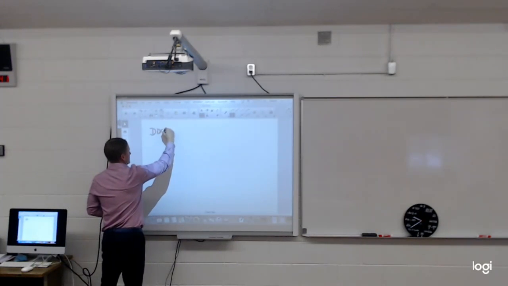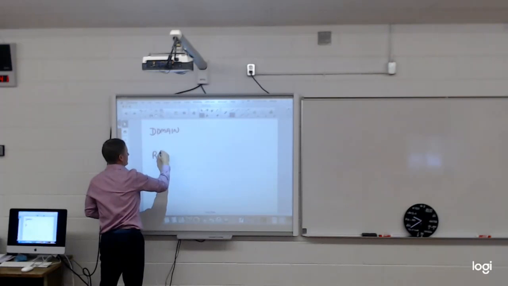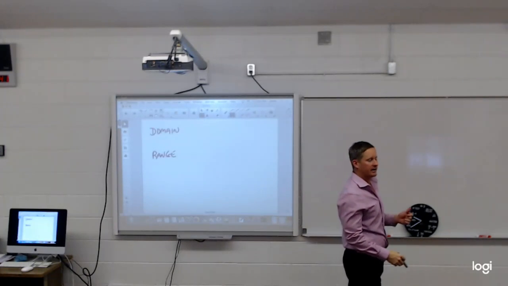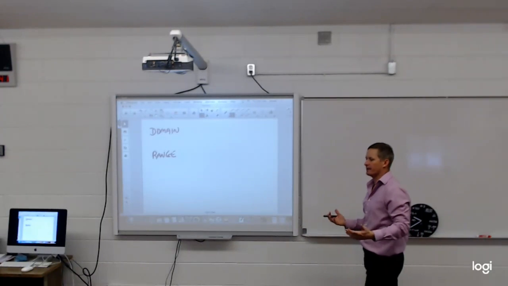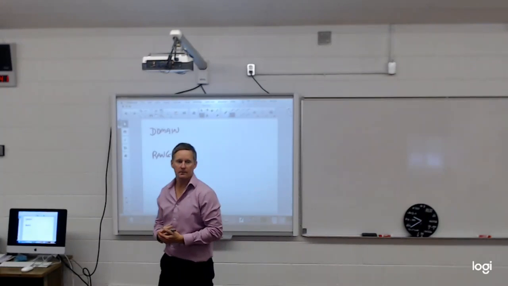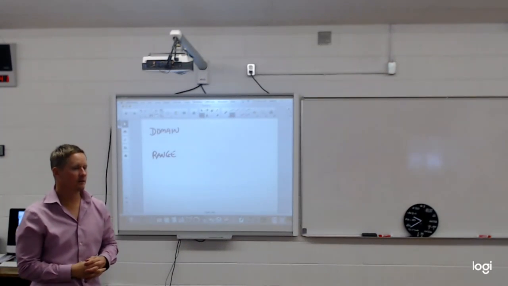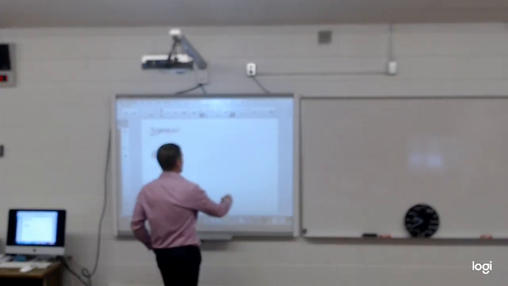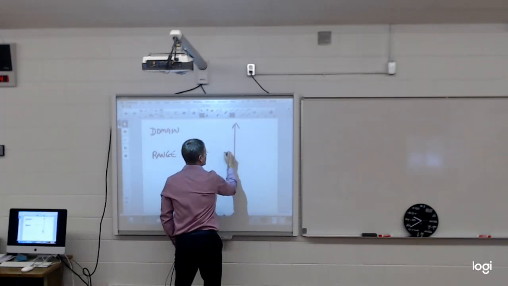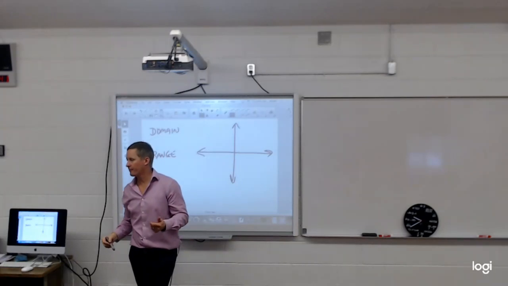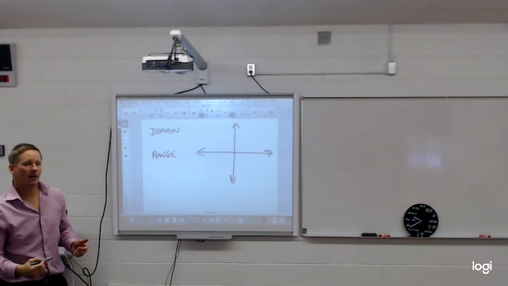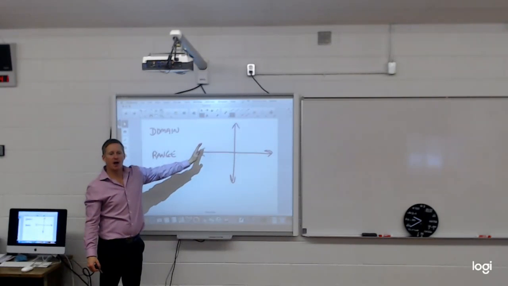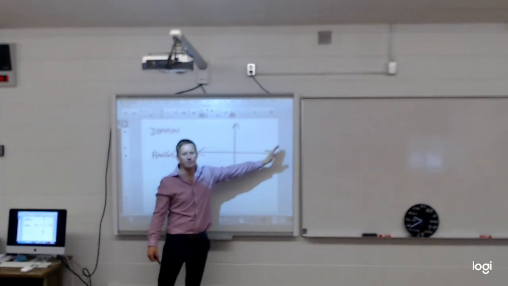We haven't talked about this. I'm going to do this very quickly. Domain and range. We did a lot of this last year in grade 10. What is domain? By definition, domain is the set of all the x values on your graph. Now, how do I determine domain? I look at how far left does my graph go to how far right does my graph go.